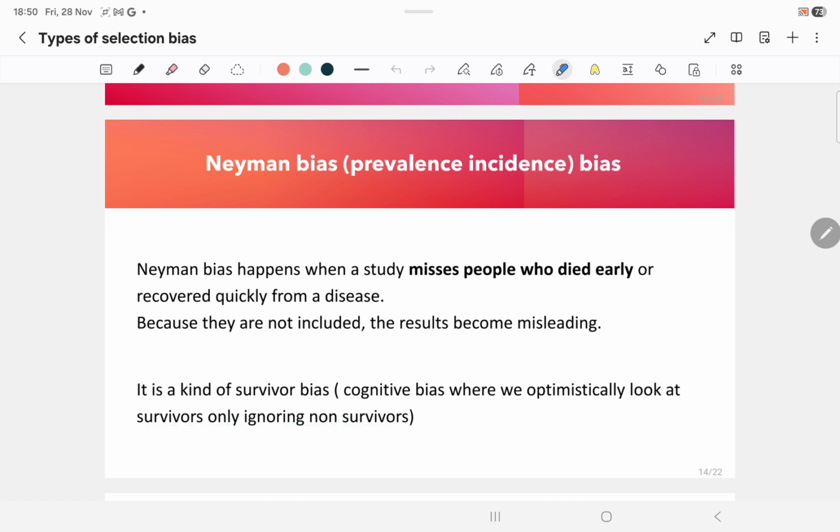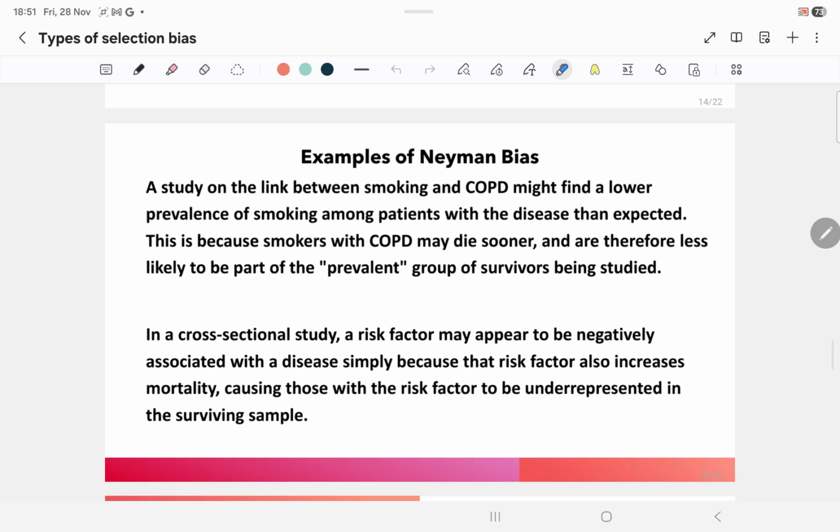So basically, if it has become too complicated, let me explain it to you again. Neyman bias happens because we are only looking at survivors. So, in case of smoking and lung cancer, our favorite example, if we see a population where there is hardly any lung cancer, but there are lots and lots of chain smokers, it means that a lot of smokers are dying because of lung cancer. So we cannot see lung cancer patients in that population. That is Neyman bias. I hope this is clear.